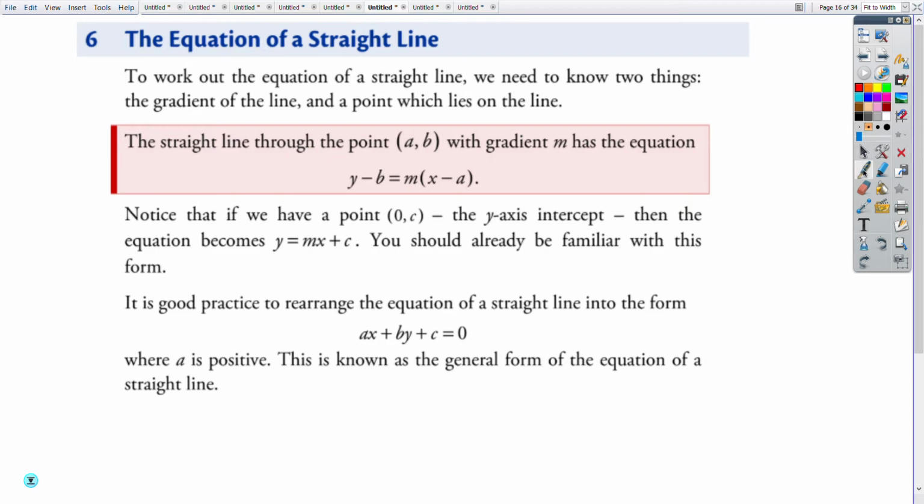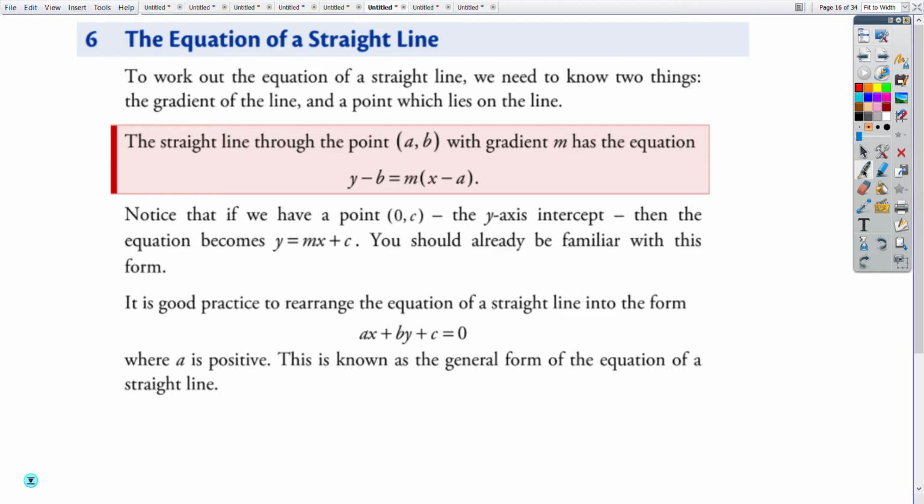We're going to be looking today at the equation of a straight line. This will be mostly revision for you, to go through how we get the equation of a straight line, what it looks like, and looking at another way of representing the straight line formula.